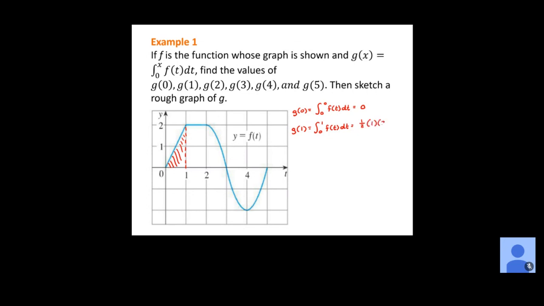Our base this time is 1. Our height is 2. And so what's that area going to be? 1. Perfect. And again, it is positive because it's above the x-axis, so we get a positive 1 here. Any questions on g of 1? All right, g of 2. So now we're looking at the integral from 0 to 2 of that function. How are we going to do that?